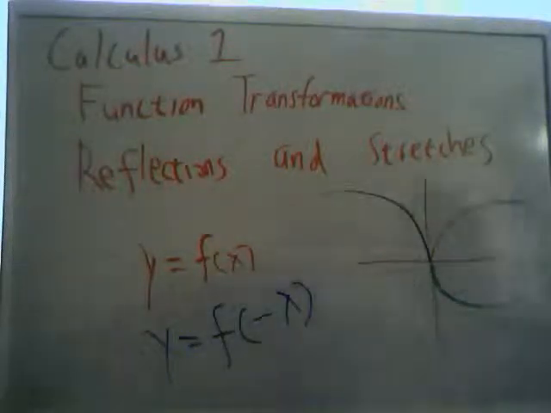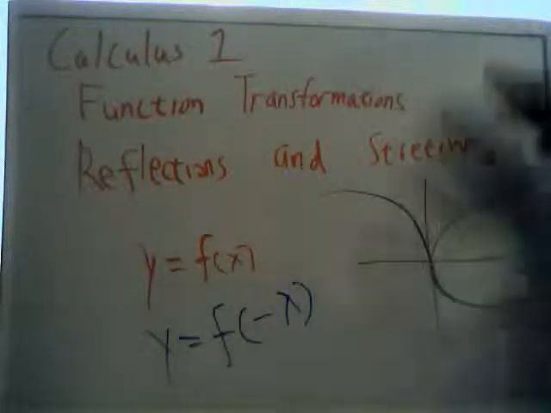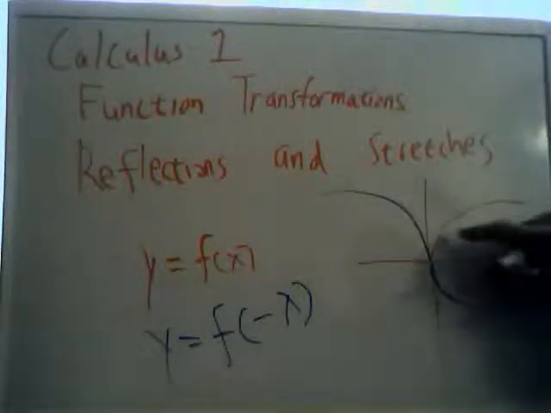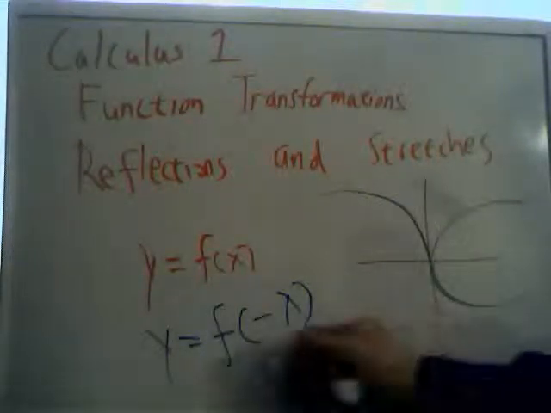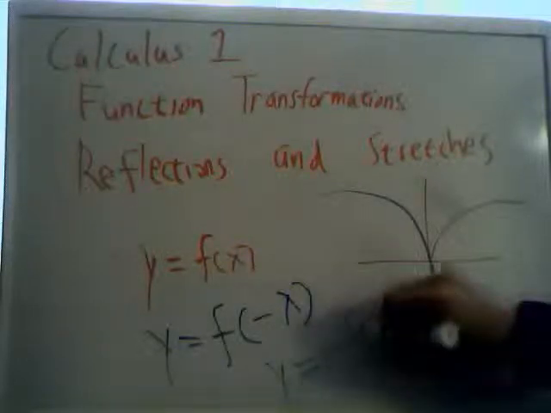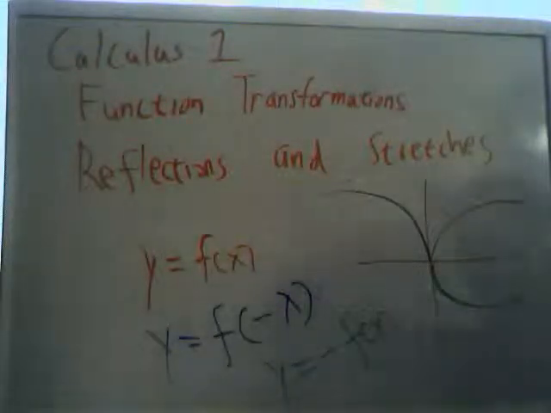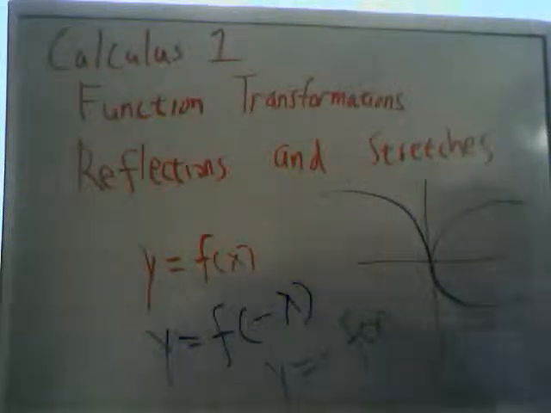For the reflection across the x-axis, you can see that it's a vertical change. Anything that was positive becomes negative now, and so you have y is equal to negative f of x. This will be your vertical reflection, or your reflection across the x-axis.